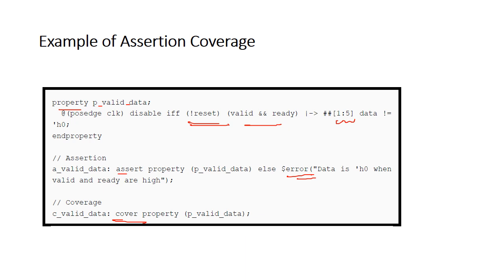So, this is regarding assertion coverage, which provides insight into which parts of the design's intended behavior have been tested and which have not been tested. It helps in the identification of areas that need more testing and can highlight scenarios that have been missed in the test plan.